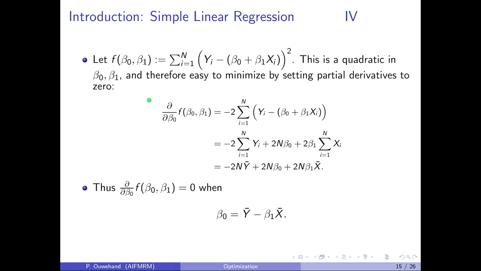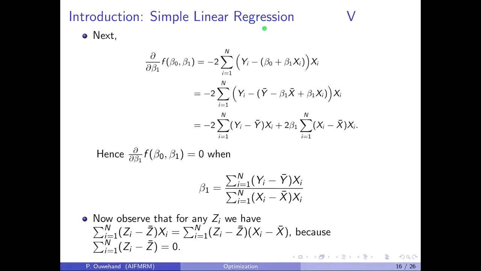You can go through this calculation yourself and obtain that the partial derivative of f with respect to beta 0 is equal to 0 precisely when beta 0 is equal to the mean of y minus beta 1 times the mean of x. In that case, we have beta 0 in terms of beta 1, but we do not yet know who beta 0 and beta 1 are. We need one more equation.